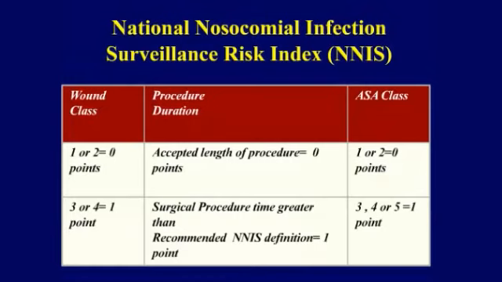Usually when one looks at procedures, the higher the number of points, the longer the duration. Third, the ASA class, which is from the Anesthesia Surgical Society, looks at the length of time and how long one has had a risk of infection. So the higher the number, of course, the higher the risk for a surgical infection.